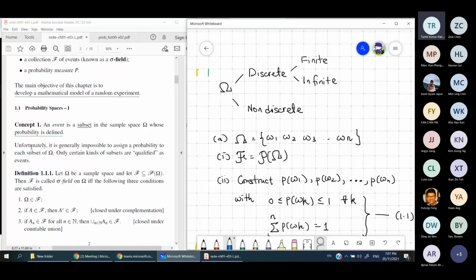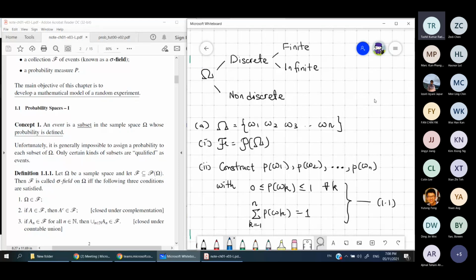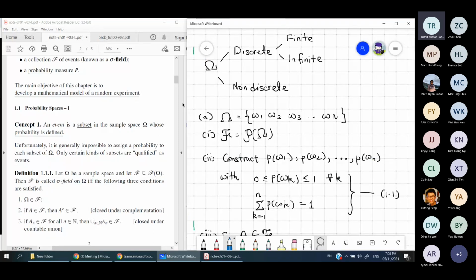So in chapter one, we discussed this thing, the so-called probability space, which is something related to a random experiment. So let's have a very brief revision on what we have discussed in our previous lectures, right?